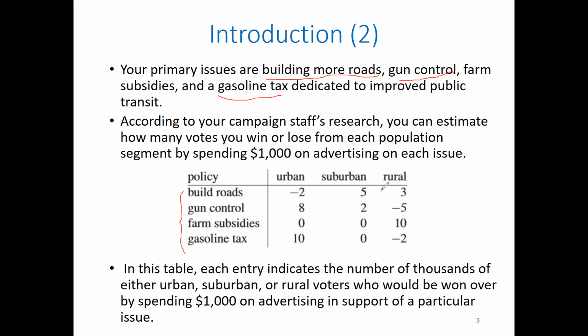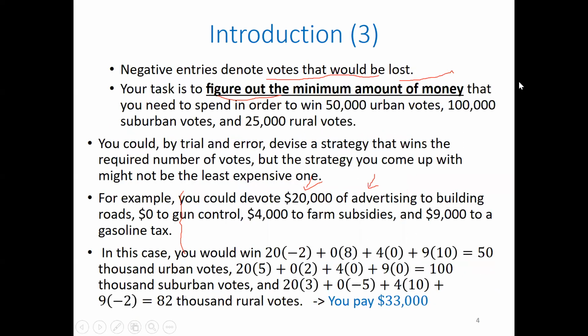So now what you want to know is how much money you have to invest for each of these topics, and what would be the minimum amount that you need in order to get at least half of the vote from each of these sections. So you're given this table, and now you want to see how to minimize your total campaign cost. So this is the problem statement. I just read it out to you.